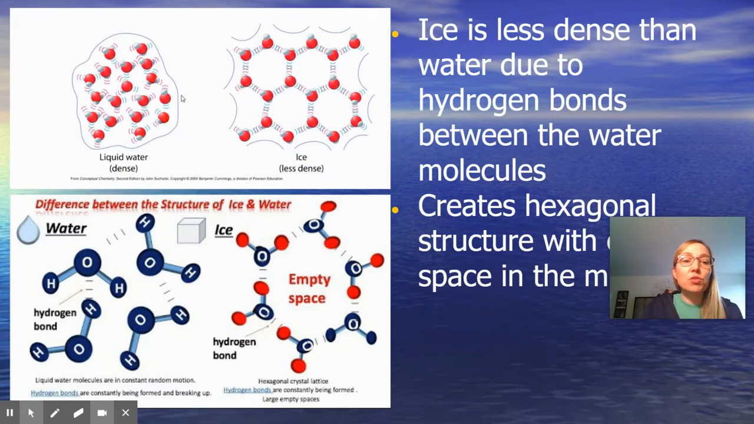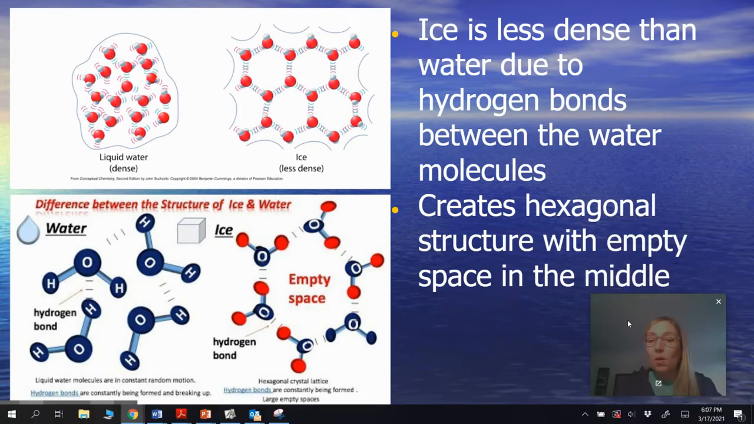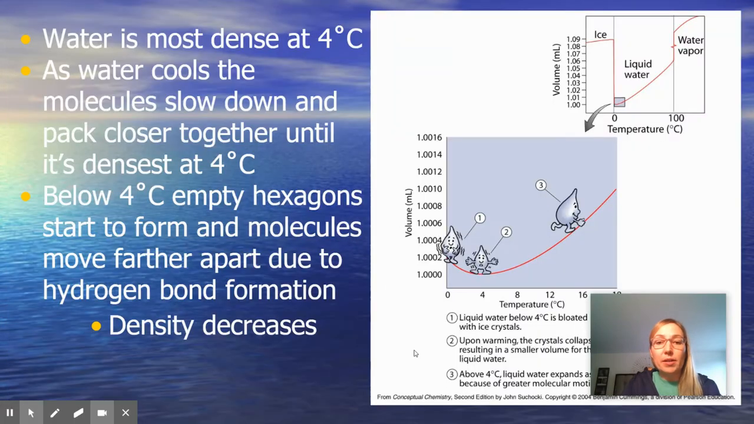I like this first one because you just see that the water in liquid form is pretty compact. And then in ice, it's starting to expand. Ice is less dense than water due to hydrogen bonds between the water molecules. Makes this hexagon structure. So look at how it's got 6 points and 6 sides and empty space in the middle. And if we look at it closer down here, we're going to see that slightly negative oxygens are attracted to slightly positive hydrogens by hydrogen bonding all the way around the hexagon. And we end up with more empty space in the middle so that ice will float on liquid water.